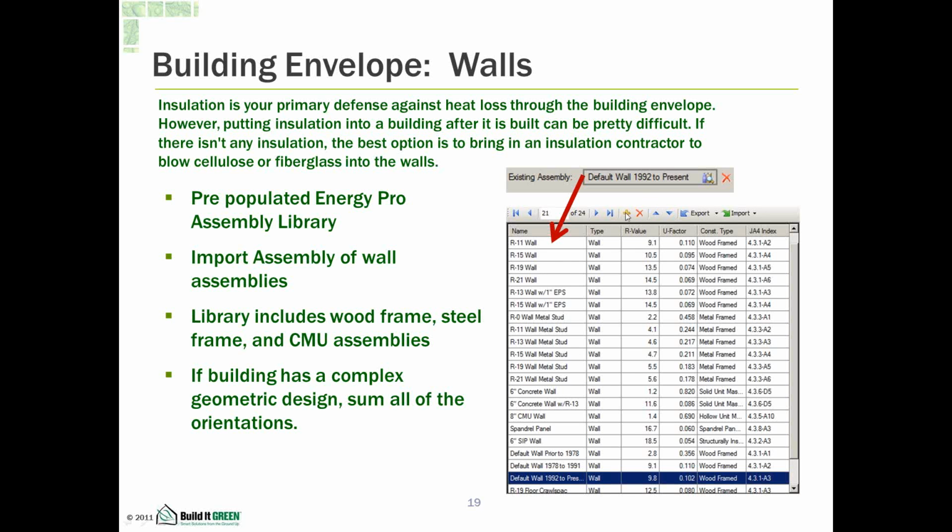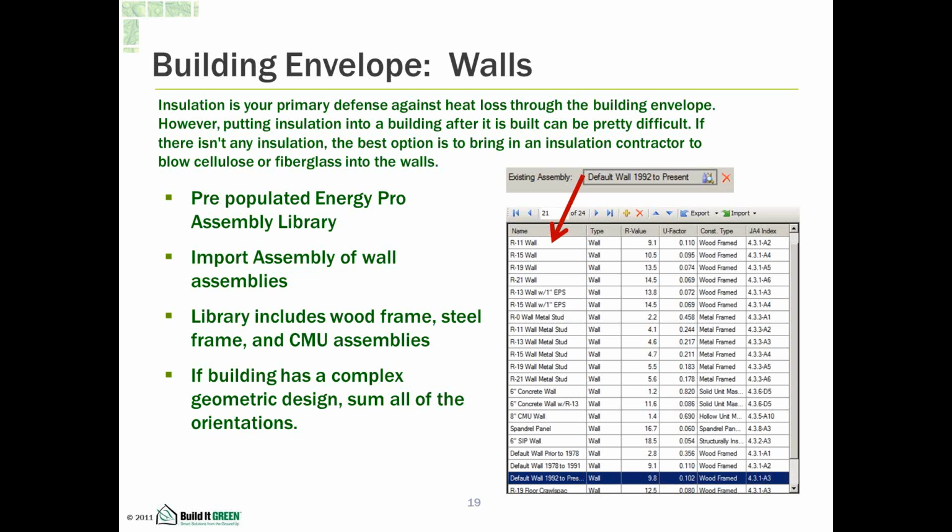So if I click this yellow plus button, it will give me a copy of the default wall, 1992 to present. I'm going to rename that to my wall. Let's say it's an 8-inch CMU wall, which I already have here, but I'm going to rename that and import that from the list that the commission has put together as far as assemblies.